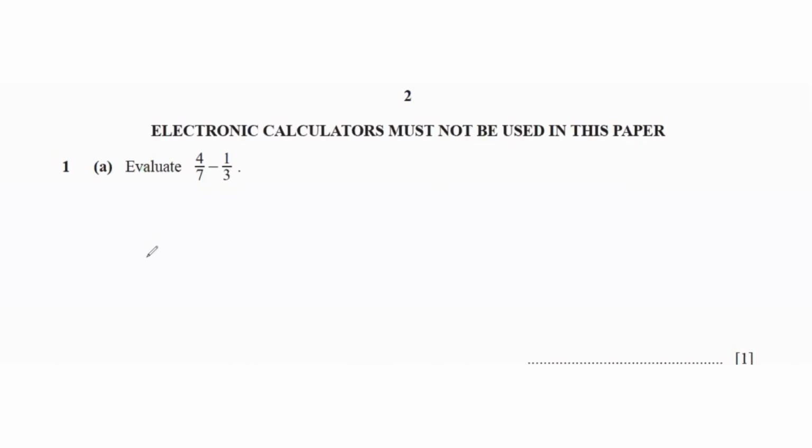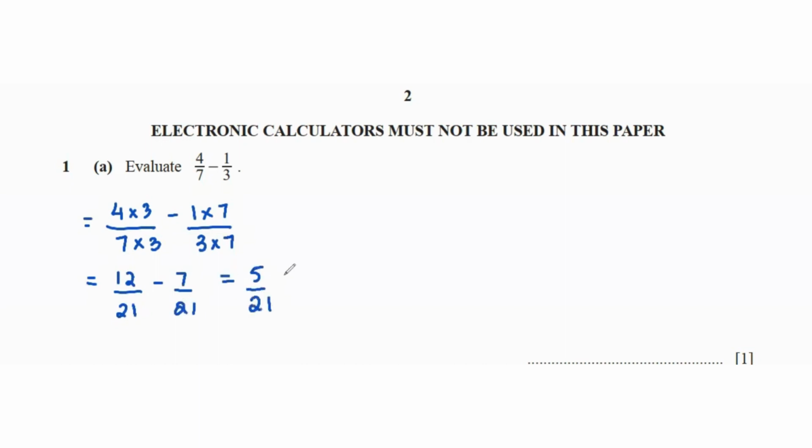The first question says evaluate 4 over 7 minus 1 over 3. Since we're subtracting fractions with unlike denominators, we're going to multiply the first fraction by 3 and the second fraction by 7. That's going to give us 12 over 21 minus 7 over 21, and that's going to be 5 over 21.